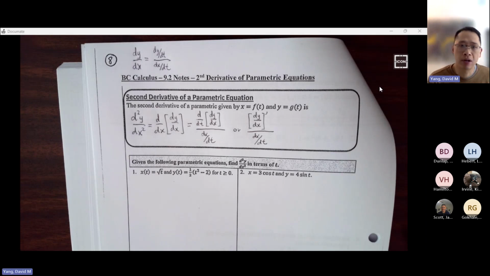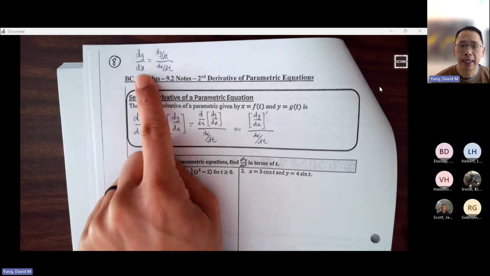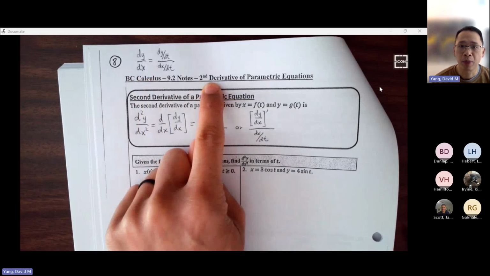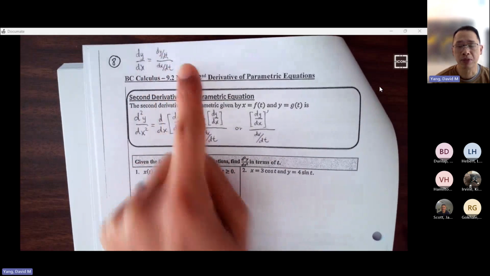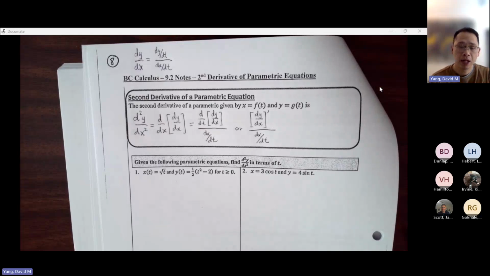So yesterday, we explored how we can find the derivative with parametric equations by breaking them into different components. So dy/dx is just y prime over x prime, y with respect to time, and x with respect to time. So I think all that feels pretty intuitive.